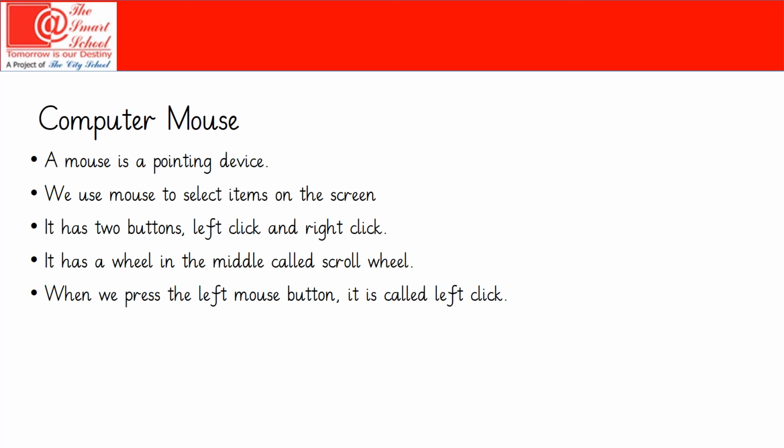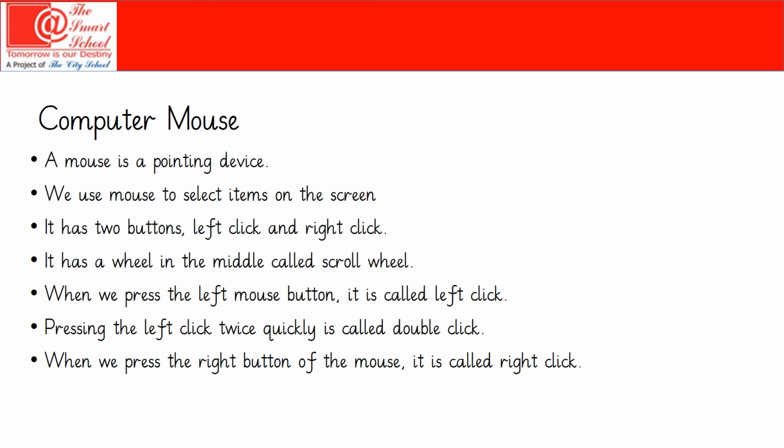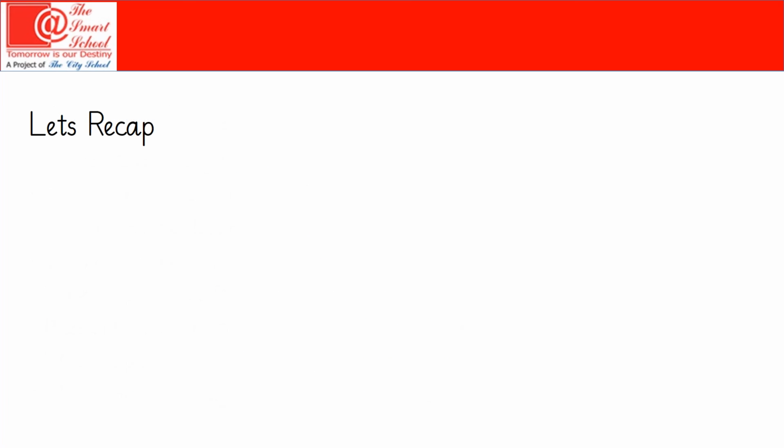When we press the left mouse button, it is called left click. Pressing the left click twice quickly is called double click. When we press the right button of the mouse, it is called right click. We use mouse to drag and drop items on the screen.